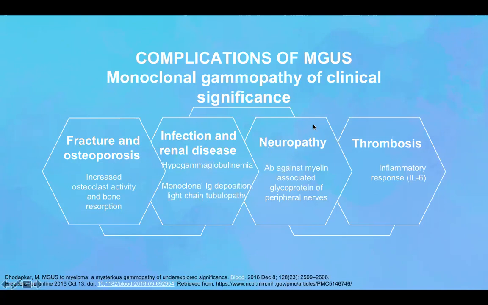And neuropathy, like we saw in the patient, I think it was last week, is 5 to 9 times more frequent in patients with MGUS than in the normal population. And this is because we have an antibody against myelin-associated glycoprotein that is going to cause the loss of myelin, and is going to result in symptoms for the patient. And another complication is thrombosis. This is related to inflammation and the increased levels of interleukin-6.